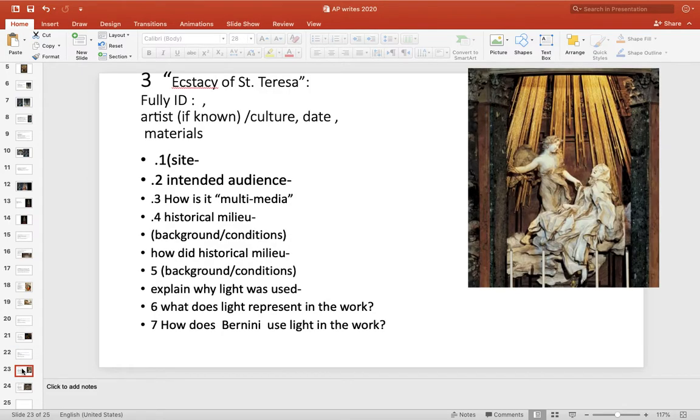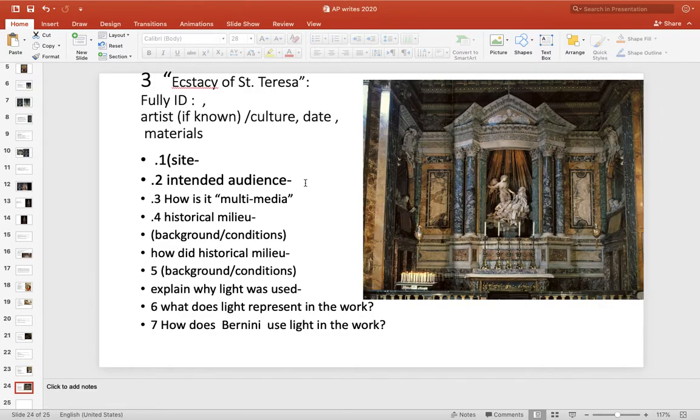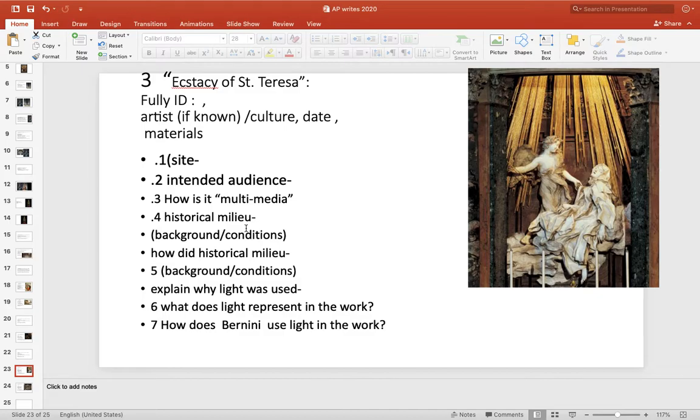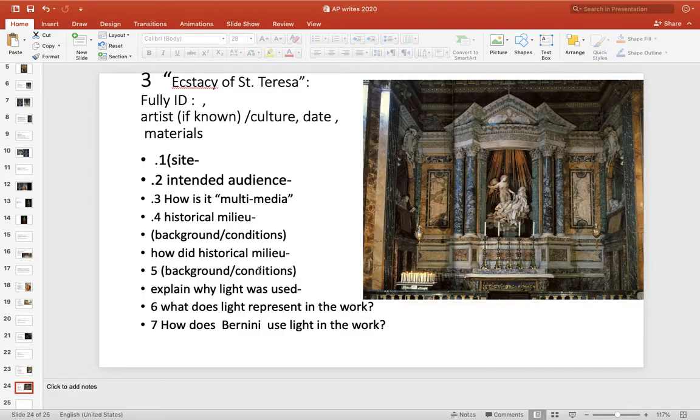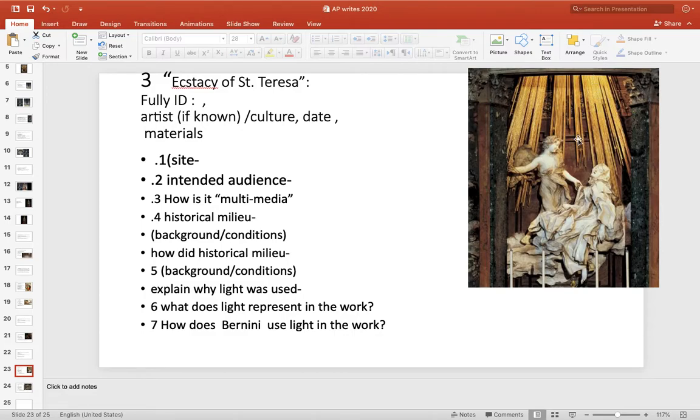Ecstasy of St. Teresa, a similar question. And again, you'd have to break it down. The site, Cornaro Chapel. Audience, the same, Catholics in the church. This one, how is it multimedia? Multimedia means it has sculpture, marble, theater, painting. Almost looks like a stage. It has different types of art. And again, the background conditions, Counter-Reformation, use of arts to make you feel something, to persuade you. Background conditions, use of light, the same for Caravaggio.